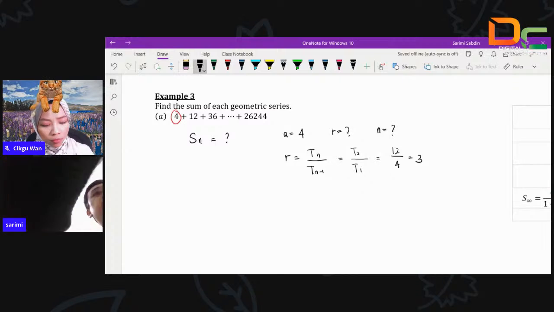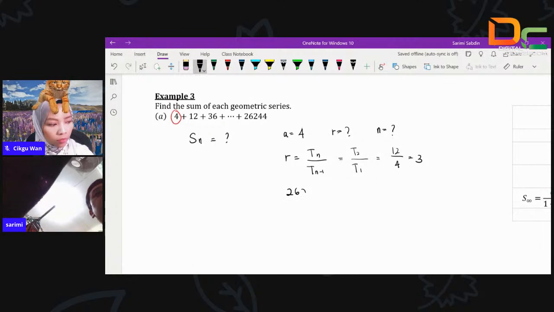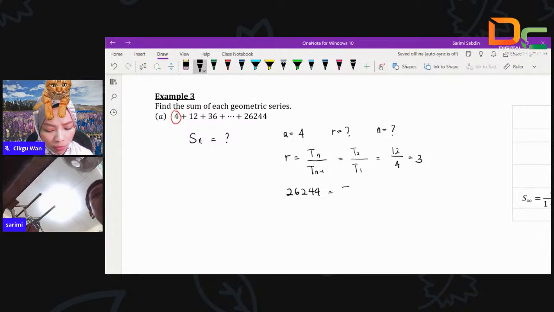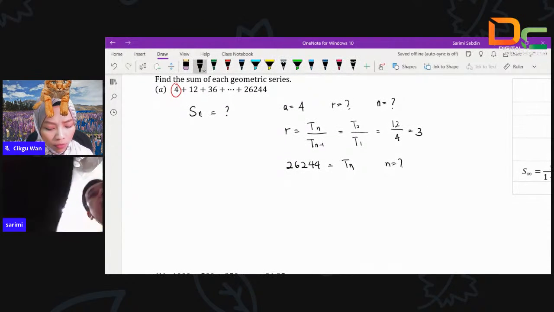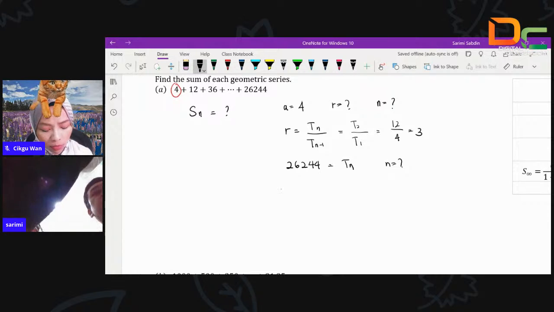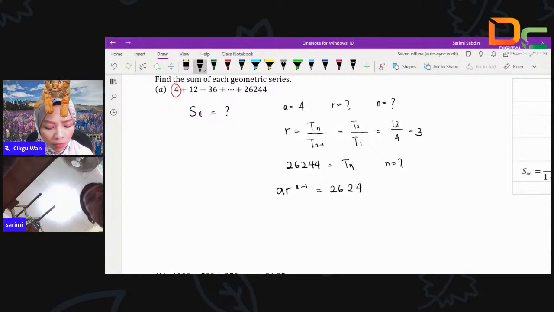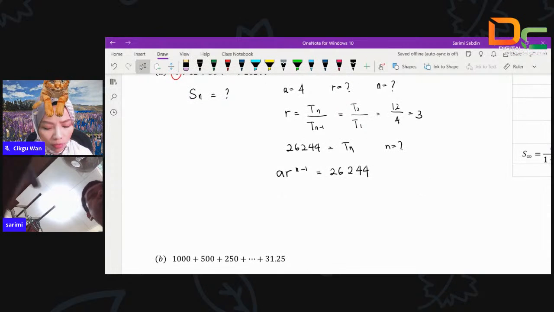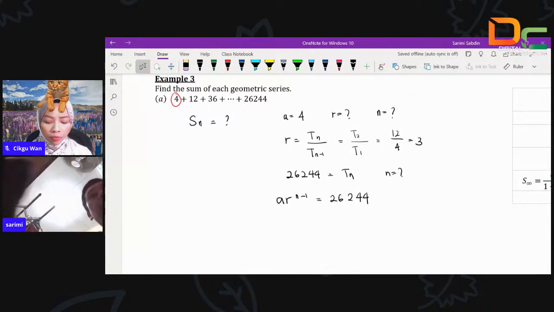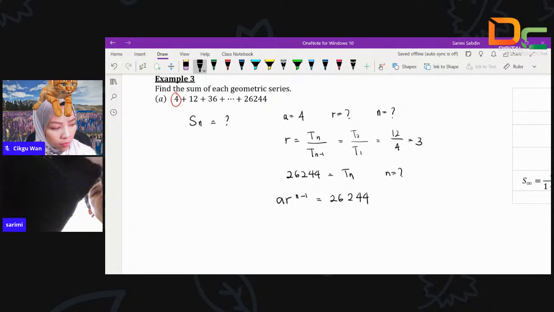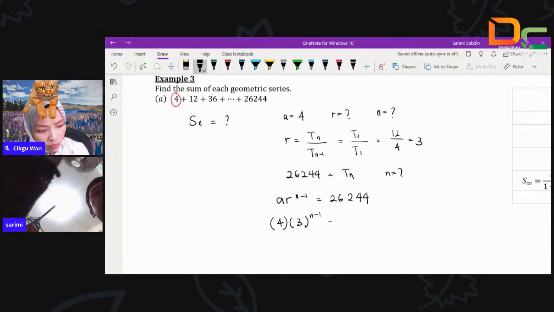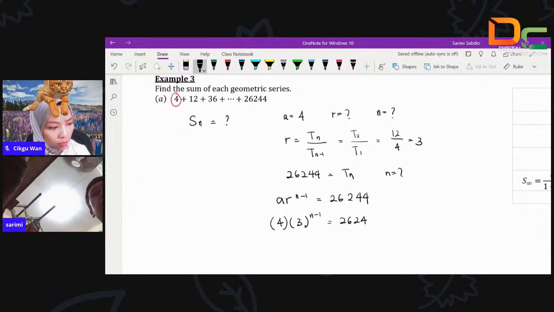And we also need to know that 26244 is what term, so we need to know n. We can use the formula for Tn. Tn is A R to the power of n minus 1 equals 26,244. We know the values of R and A, so we can substitute: A is 4, R is 3, so 4 times 3 to the power of n minus 1 equals 26244.